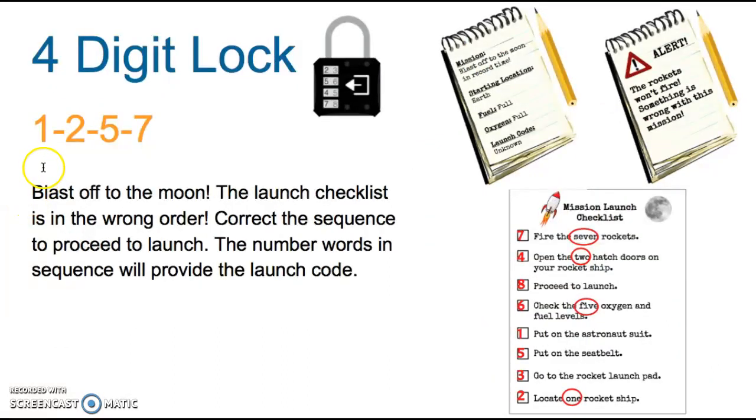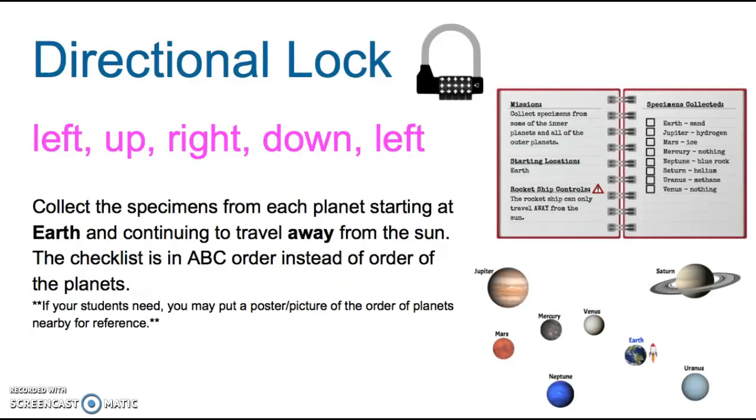For the 4-digit lock set to 1257, the students have to check out the checklist. The launch checklist is in the wrong order, so they have to put the checklist in the correct order, and once they do, they'll notice that there are number words in there. So 1, 2, 5, 7. Once it's in the correct sequence, it will provide the launch code.